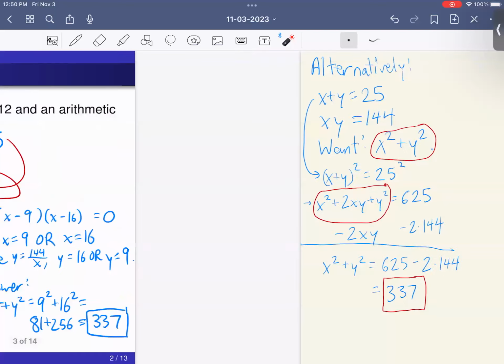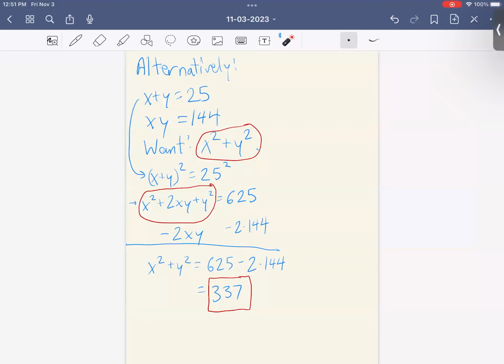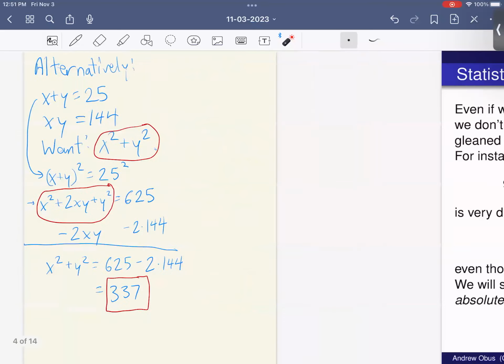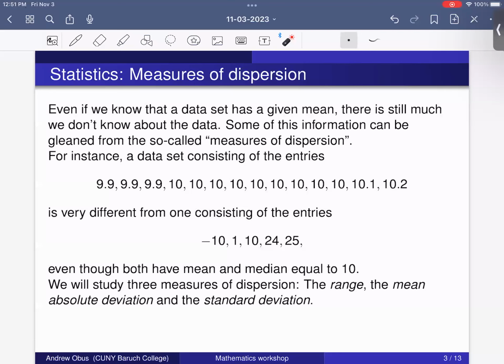Okay, great. Is everybody okay? Any more comments on this problem? Or should we move on? All right, let's move on to the actual statistics.